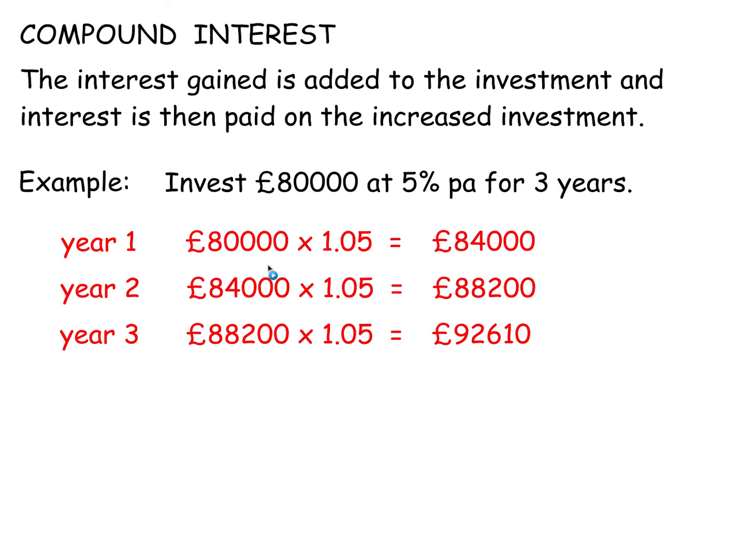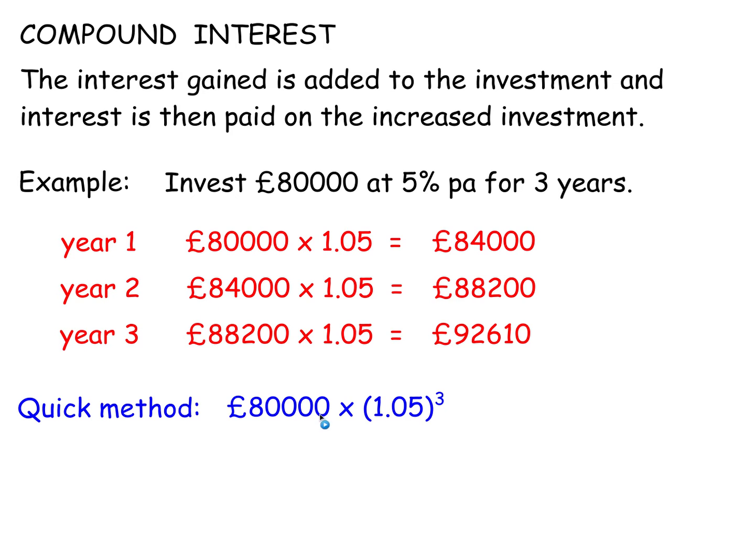Now that's quicker in that you're using the factor 1.05, but it's not as quick as it could be. You've simply multiplied by 1.05 3 times. So the quick way to do it is take the initial £80,000 and multiply it by 1.05 to the power 3. That is, you're multiplying by 1.05 3 times, and it takes you straight to the answer. You don't need to know the intermediate amounts. So it starts at 80,000, goes up 5% every year for 3 years. That's the amount in the bank.